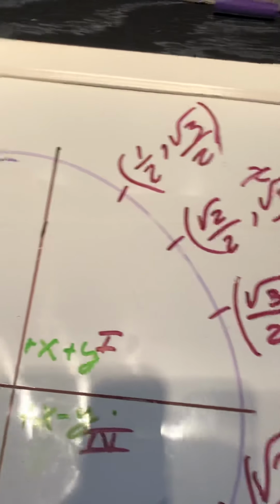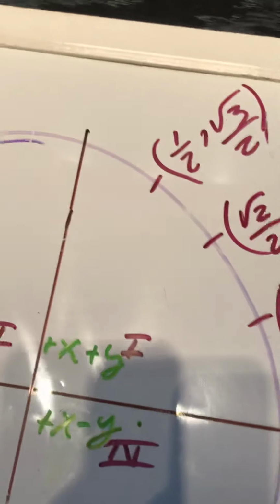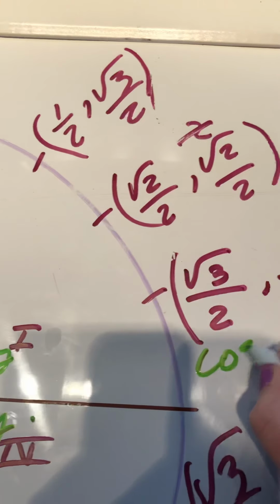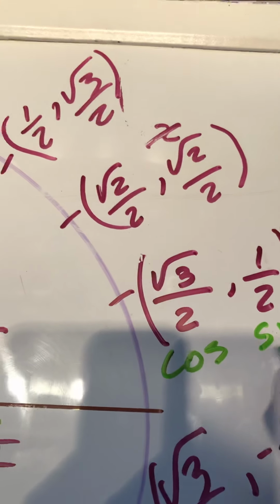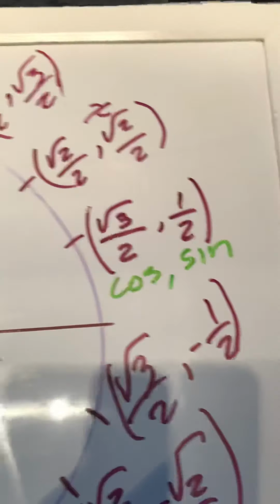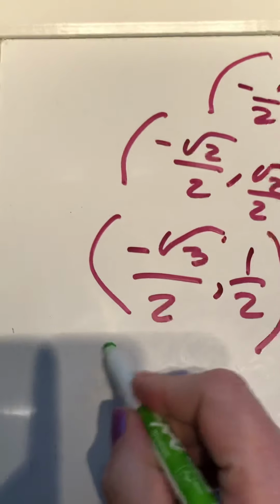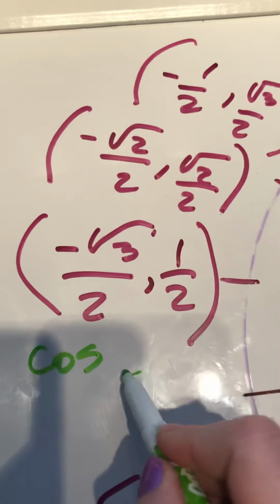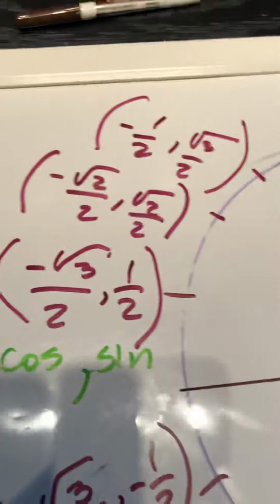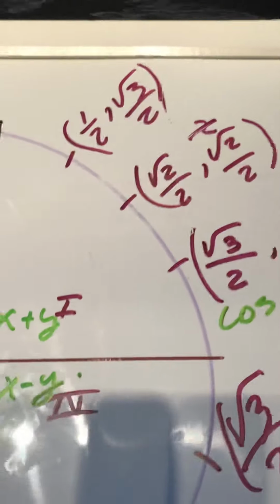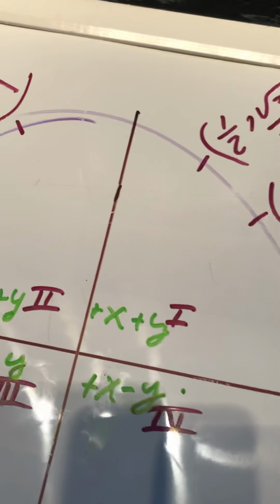Everything here is gonna be the same as cosine and sine. That's what it's telling you. Every single value is cosine, sine, right? All right, so let's go to pi, and this part is super, super easy.